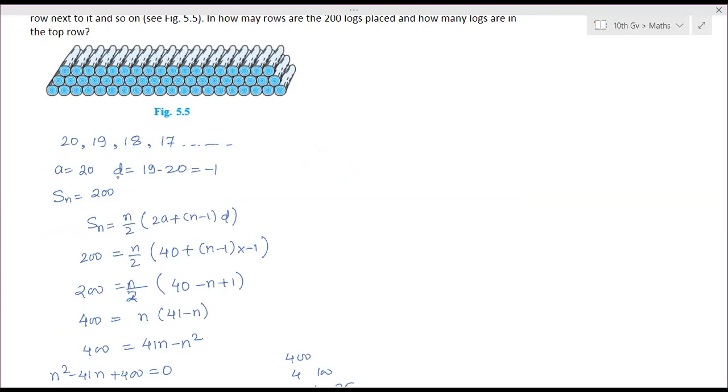Maybe no. Maybe. Why? I don't exactly know. I'm not able to understand properly. How do two different rows have 200 logs? Sum of two different rows is 200. Think first, everyone.